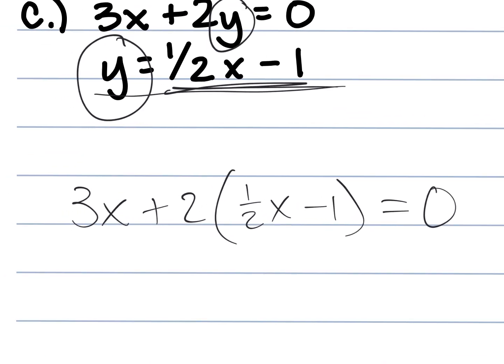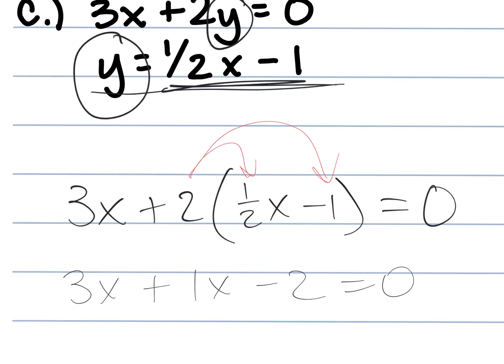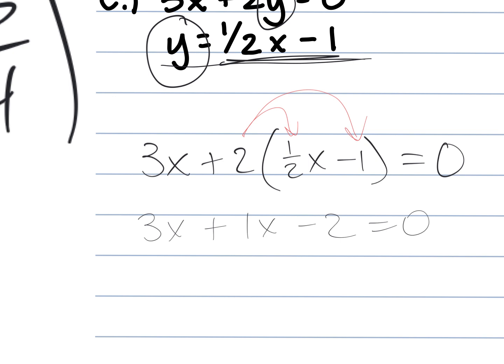I distributed the 2, and I got 3x plus 1x minus 2 equals 0. Why? Because that's what I got after I distributed 2 times 1/2. Why is that 1? Because when you times a number by 1/2, you're getting half of that number. Okay, so half of 2 is 1. Yes. Beautiful. Okay, keep going.